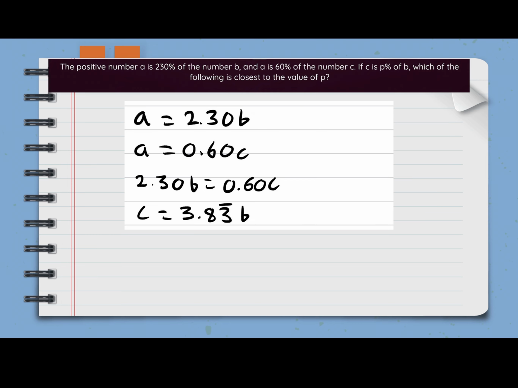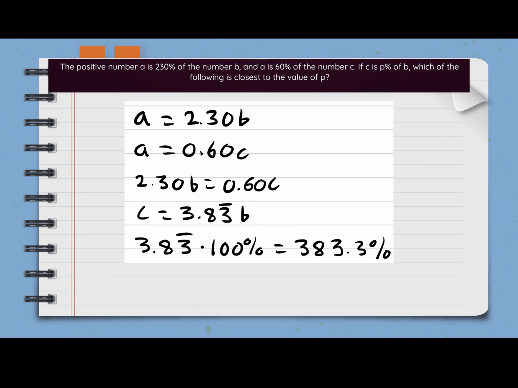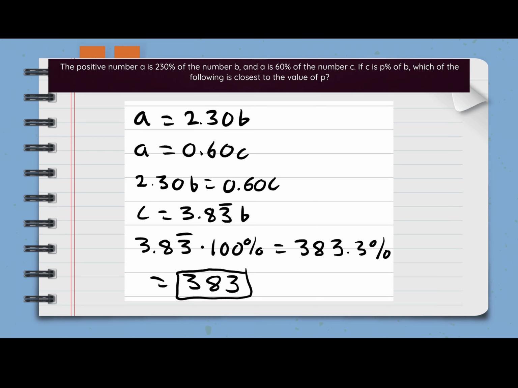And once you solve for C, you'll have 3.833, infinitely many times. And when converting that into percentage form, we can just multiply by 100%, and we'll find that our closest value is rounded down to 383.